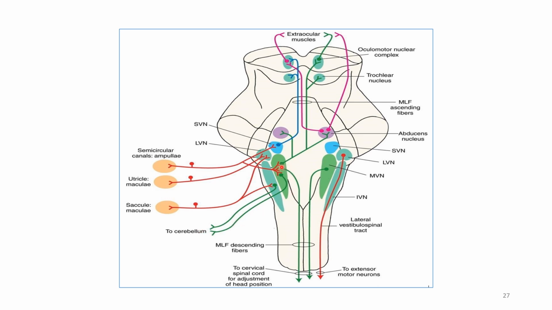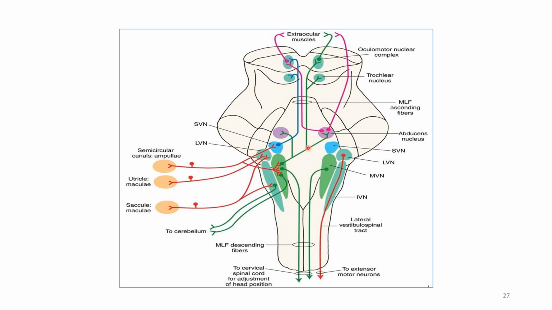And from the medial vestibular nucleus, some fibers will go to the abducens nucleus, where they will also send impulses to the extraocular muscles, thus forming the MLF ascending fibers. So the MLF ascending fibers will be formed by these three things. There may be ascending and descending branches. The descending branches are formed from fibers from the medial vestibular nucleus. The ascending branches will be formed from three things. That is, from the medial vestibular nucleus to the abducens nucleus, then abducens nucleus to the oculomotor nuclear complex.